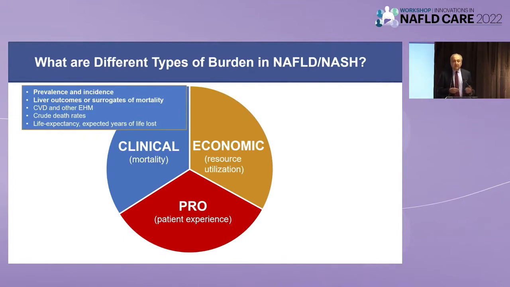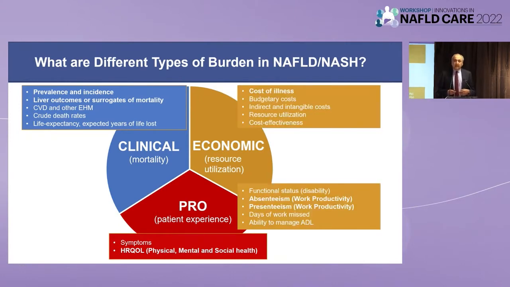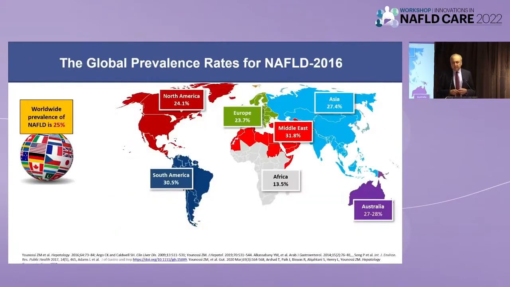Of course, prevalence and incidence is part of epidemiology burden. When you're looking at patient-reported outcomes, these are basically reports that come directly from patients about their health, well-being and quality of life. Health-related quality of life is one of the surrogates. And of course, the economic burden: you can do cost of illness, or you can look at work productivity, whether it's absenteeism or presenteeism. These are some of the indirect economic impacts of different chronic diseases.